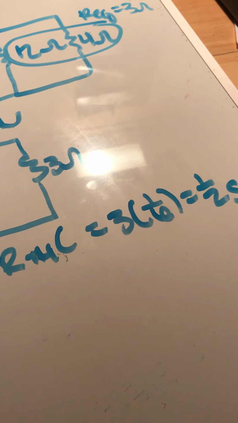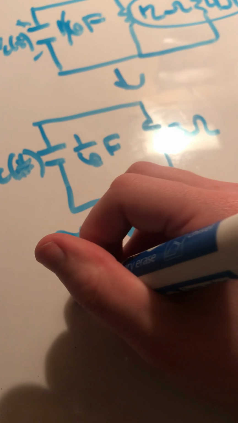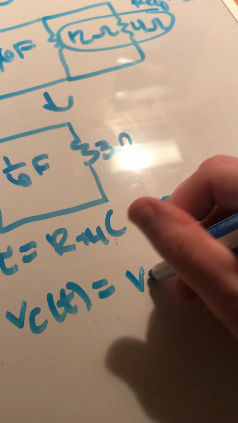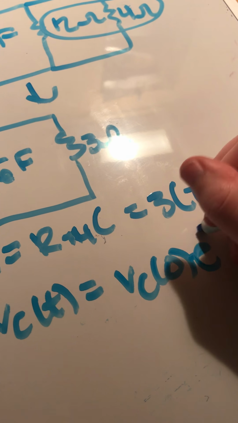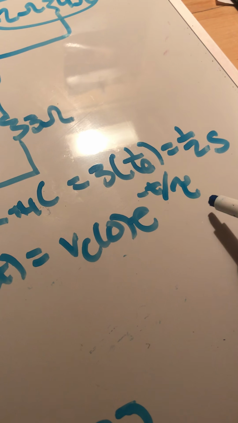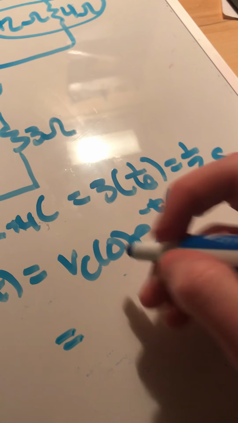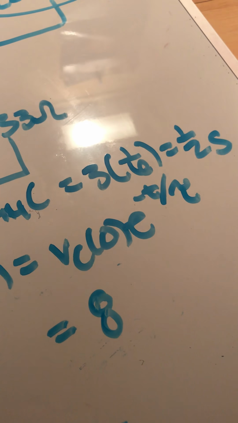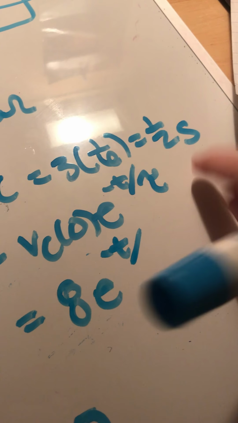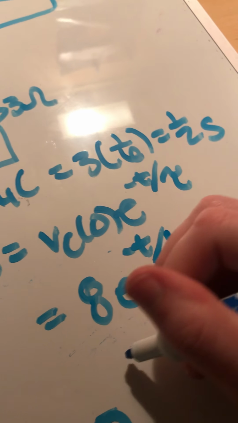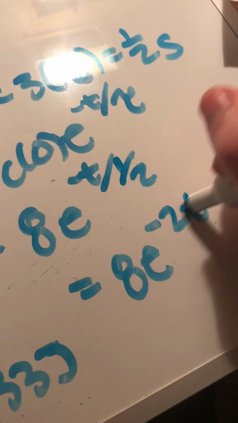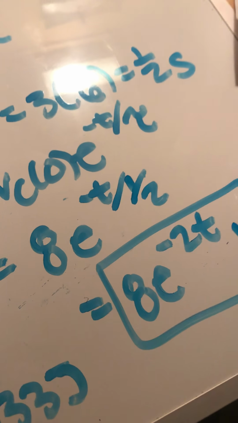And then you can solve for voltage, which we know that VC of t is equal to VC at 0 times e to the negative t over the time constant tau. And we already know these except for t, so we can set that equal to the 8 that we got before, e to negative t over, and we know that tau is 1/2, so over 1/2. So that means that this is equal to 8e to the negative 2t volts. There we go.